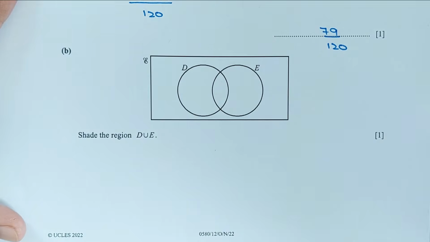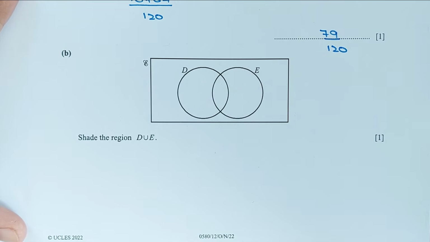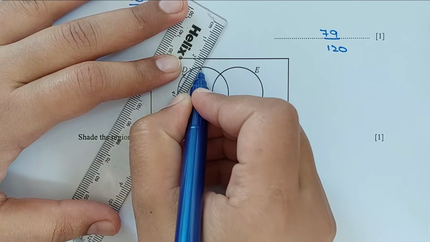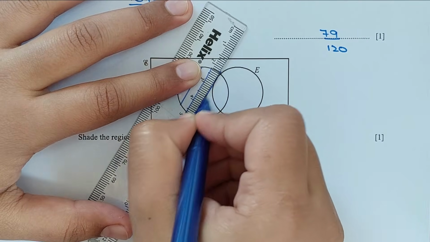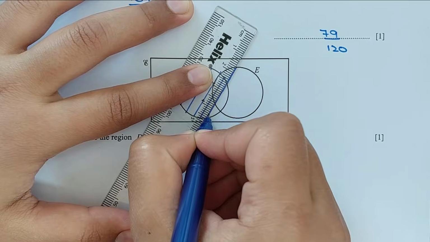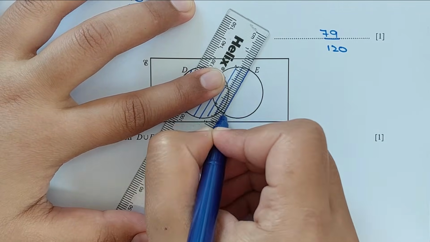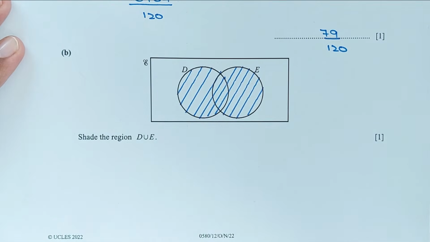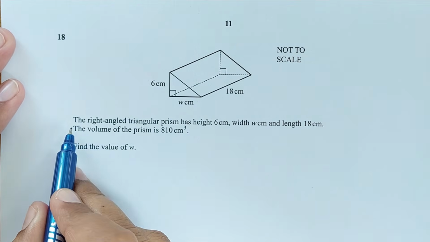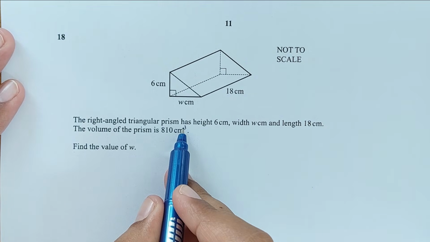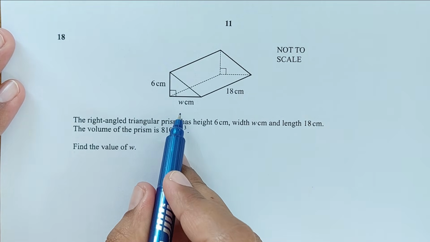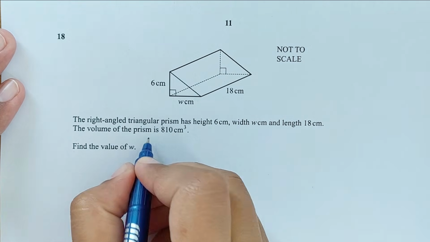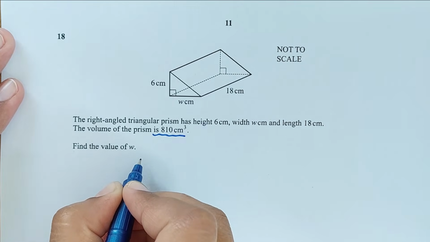All right. Now for part B, shade the region D union E. Okay, so for the union, you have to shade everything. The whole set D, their intersection, and the set E. All right. Question number 18. The right-angled triangular prism has height 6 centimeters, width W centimeter, and length 18 centimeter. The volume of a prism is 810 centimeter cube. Find the value of W.